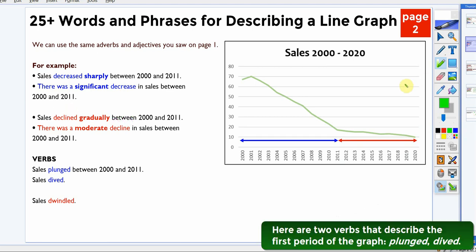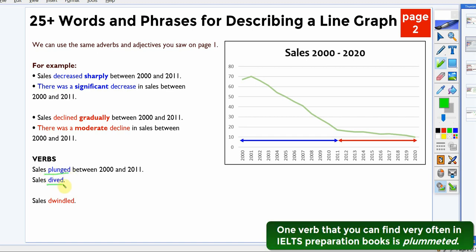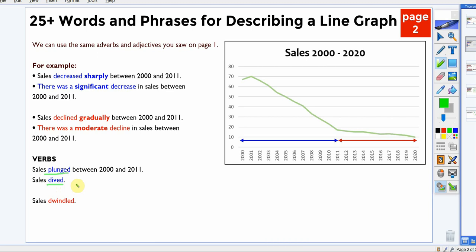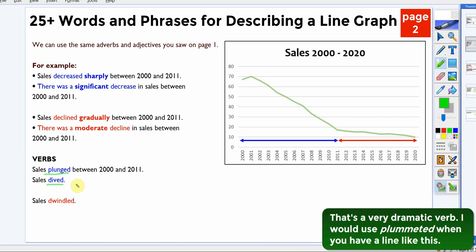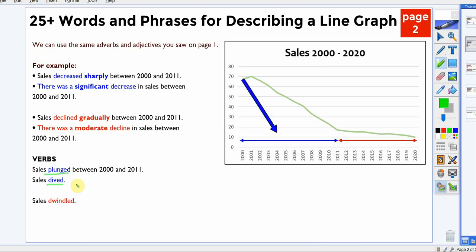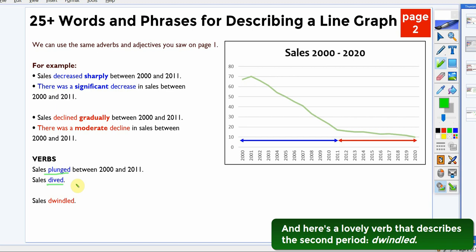Here are 2 verbs that describe the first period of the graph: plunged, dived. One verb that you can find very often in IELTS preparation books is plummeted. That's a very dramatic verb. I would use plummeted when you have a line like this. And here's a lovely verb that describes the second period: dwindled.